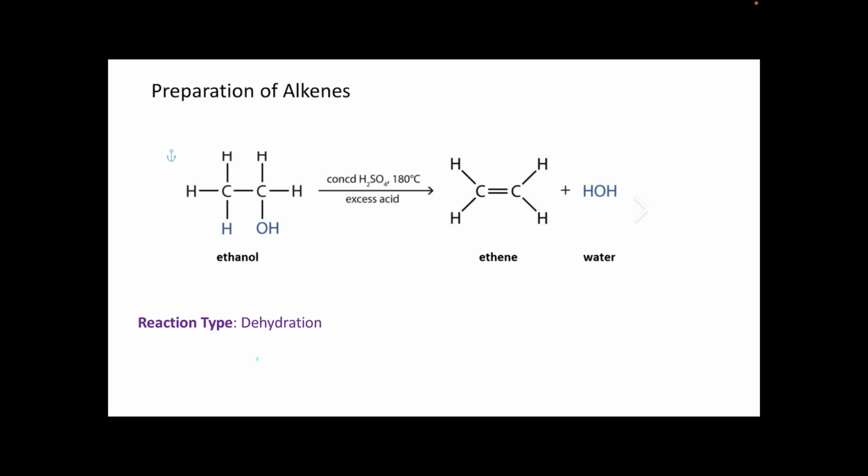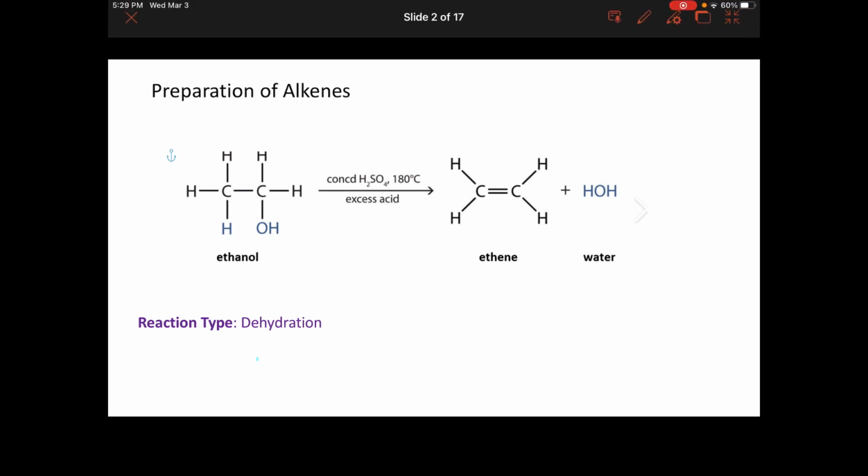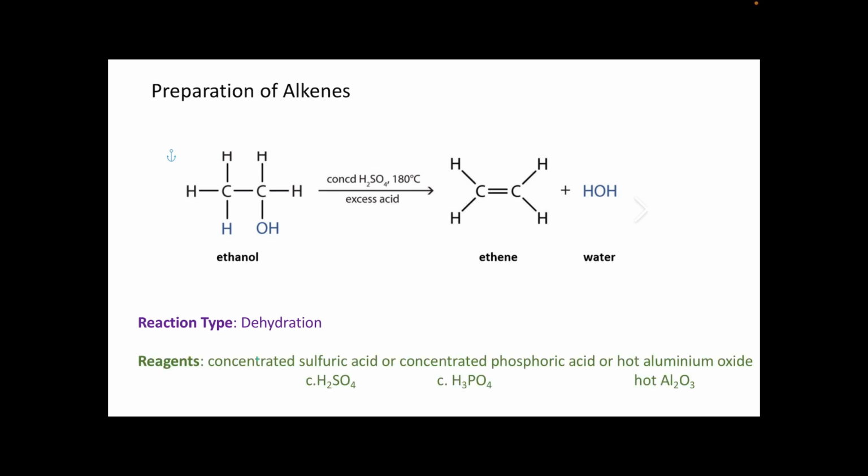The reagents for this are concentrated sulfuric acid, but you also need to know about two other reagents, concentrated phosphoric acid or hot aluminium oxide. If you see an alcohol being treated with any of these, what is happening is dehydration. These are all dehydrating agents. In the case of hot aluminium oxide, what happens is the alcohol is vaporised and it's passed over heated aluminium oxide and the dehydration occurs.